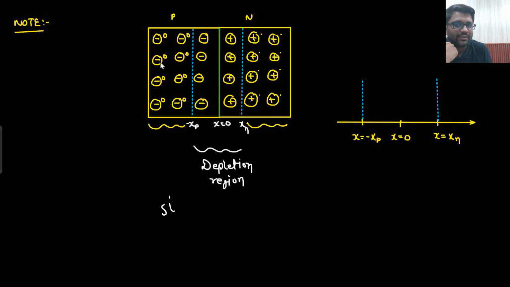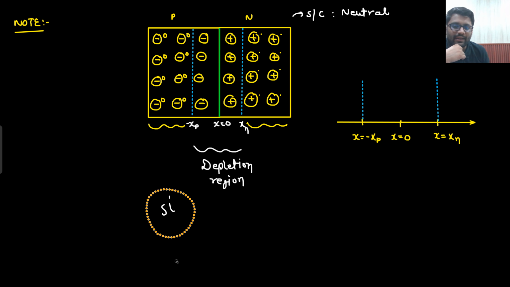Negative charge, positive charge, negative charge, positive charge, and so on. So positive charge is equal to negative charge. That means this whole semiconductor is electrically neutral. For sure, there is no doubt about that.